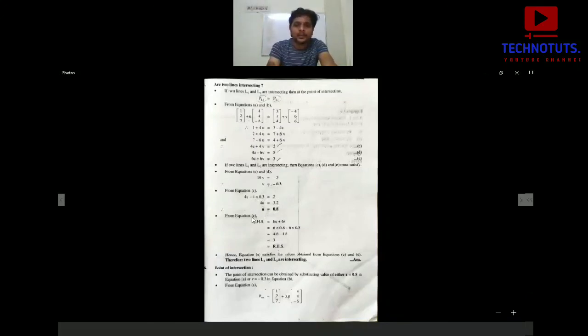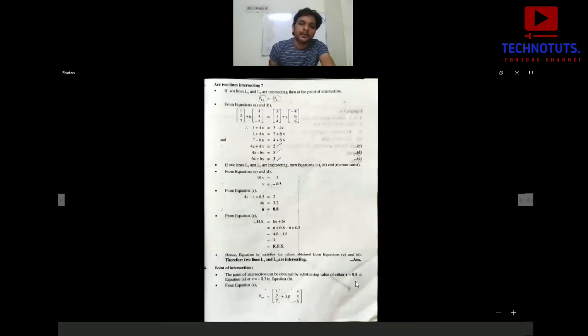Now from equation number E, let us verify LHS and RHS. LHS is equal to 6u plus 6v. Let us substitute the values of u and v. We obtain LHS as 3, which is RHS also in equation E. So LHS is equal to RHS, and the equation E satisfies the values obtained from equations C and D. Therefore, the two lines L1 and L2 are intersecting lines. Okay, students? In this way, we can determine whether two lines are intersecting or not.